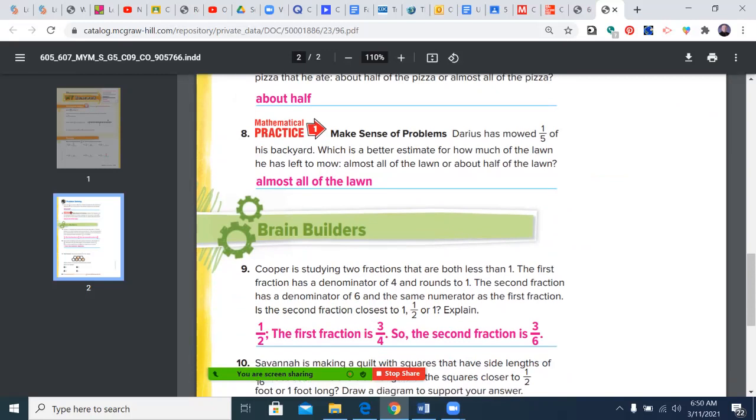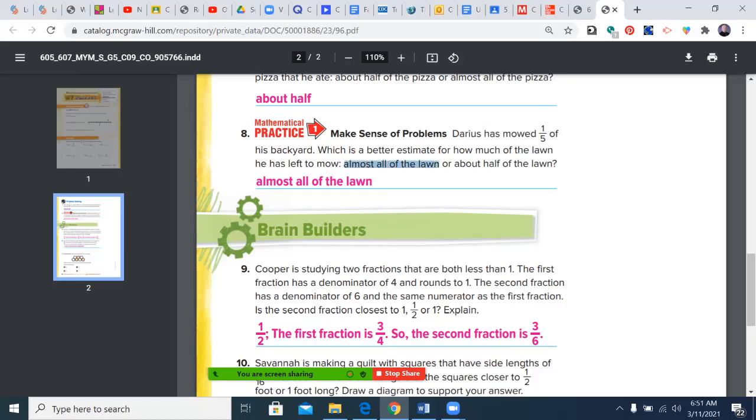Darius has mowed a fifth of his backyard. What is a better estimate of how much is left to mow? Now, this is where in this chapter, it's going to be important that you can subtract fractions, because if he's only done 1/5, he's done very little of it. Depending on the size of the lawn, but let's say he's done very little, it rounds to 0. It means he has about all of the lawn left. And you can see that I get that phrasing right here.